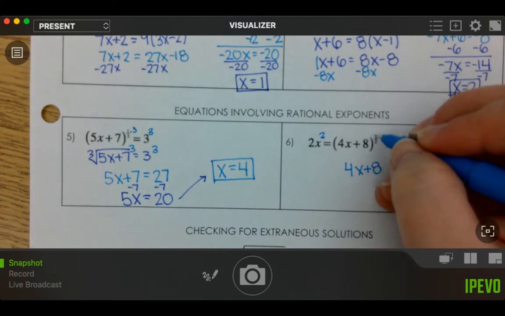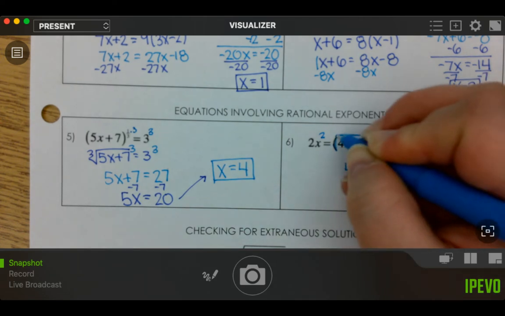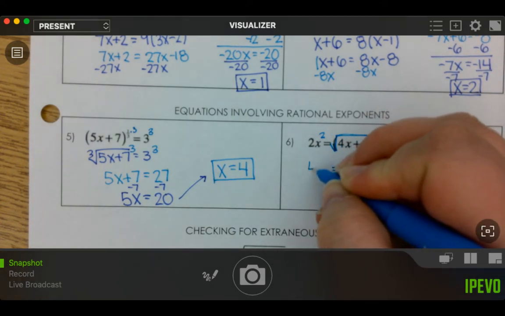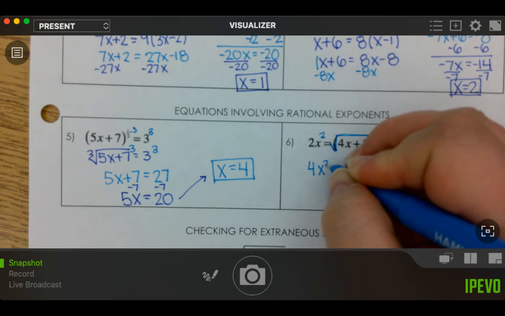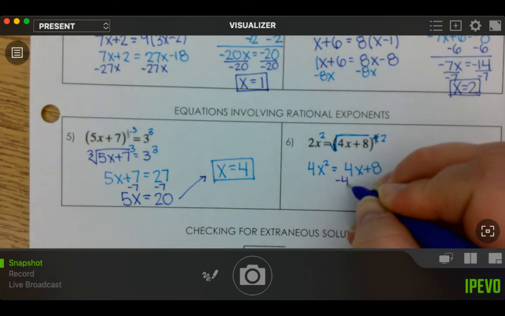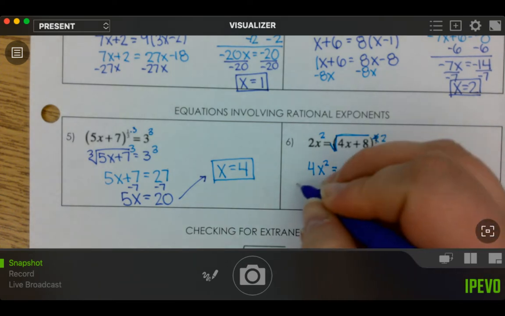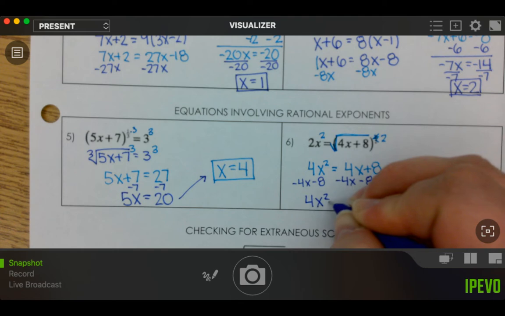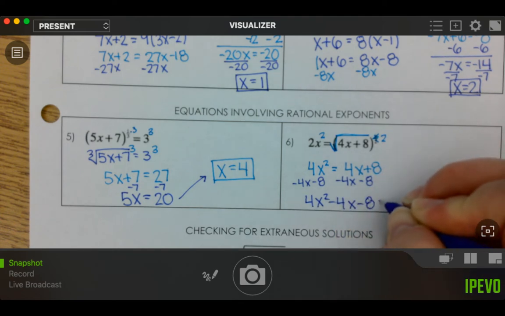Or cross out the 1/2, think of this like a square root, and then you're doing the same thing. But be very careful over here on the left side because you have to square both of those. So it's going to be 2 squared, which is 4, and x squared, which is x squared. Now, what happens when you get a question like this is you have an x squared now. So we've got to get everything onto the same side, which means I'm going to minus this 4x and I'm going to minus this 8 over here. So that it's 4x squared minus 4x minus 8 equals 0.